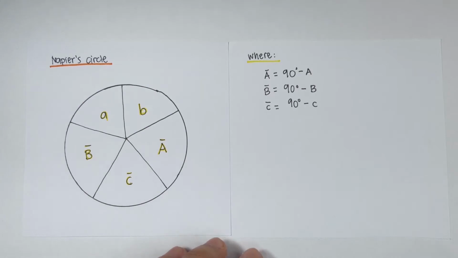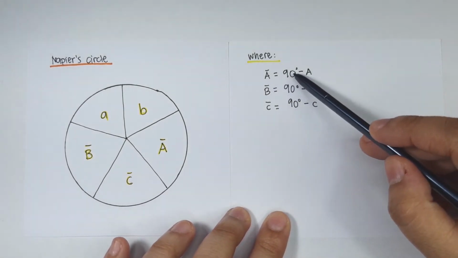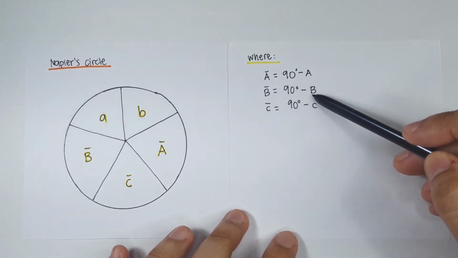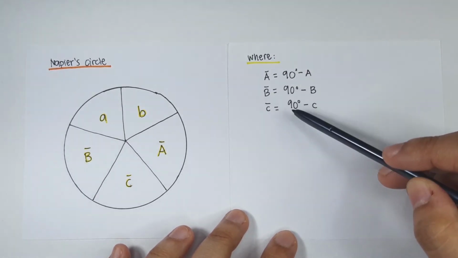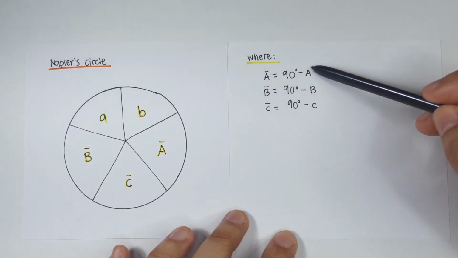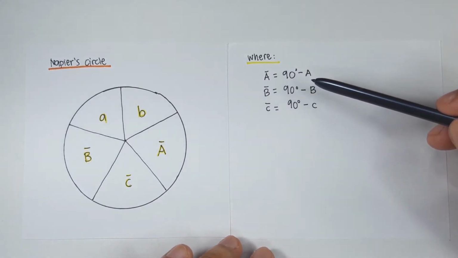Now take note, A bar is 90 degrees minus angle A. B bar is 90 degrees minus angle B. And C bar is 90 degrees minus side C. So these are really our final answers, okay?